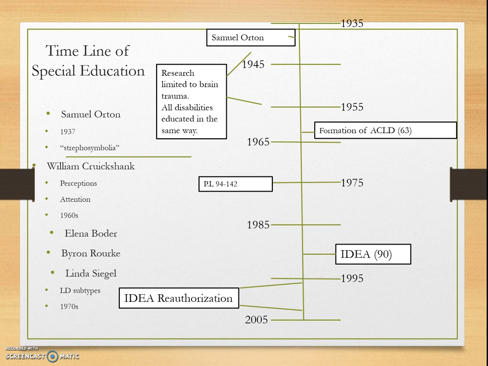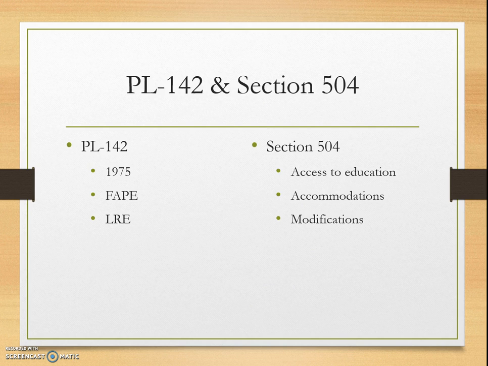Public Law 142 and Section 504. Public Law 142 was created in 1975 and guarantees free and appropriate public education to students in the least restrictive environment. Section 504 gives access to education and employment for people with disabilities and requires that reasonable accommodations and modifications be made.